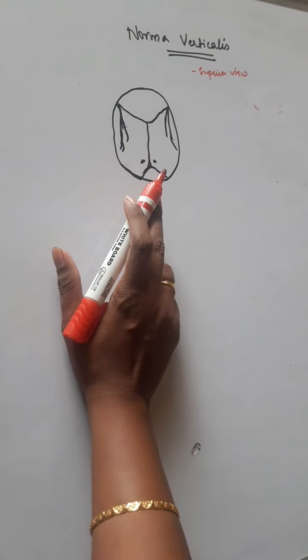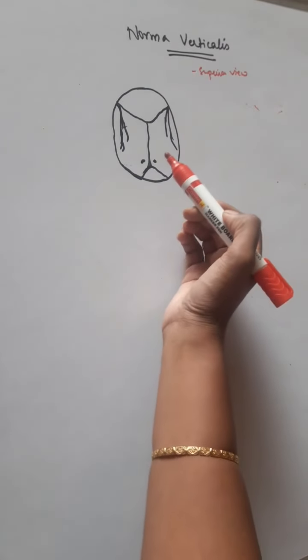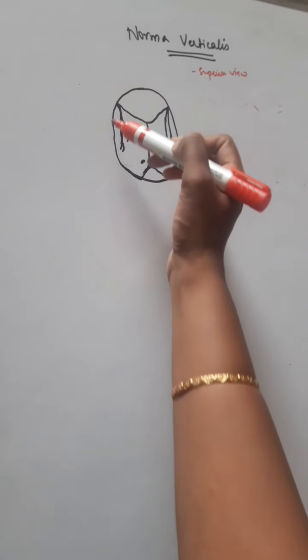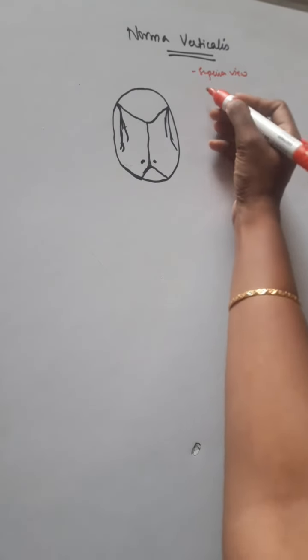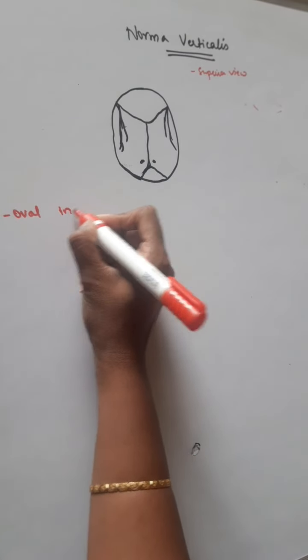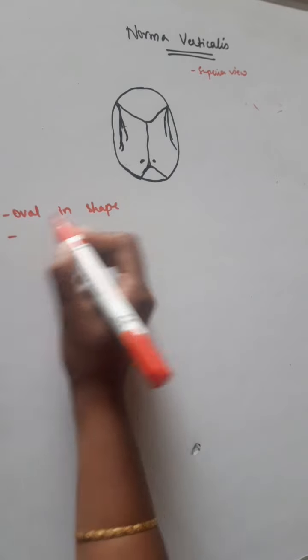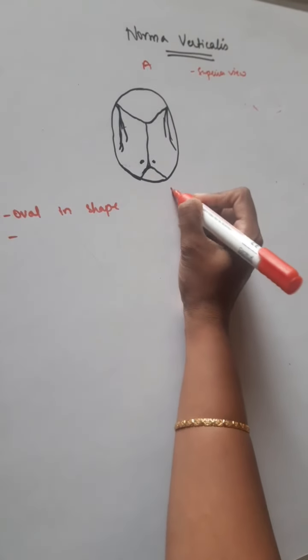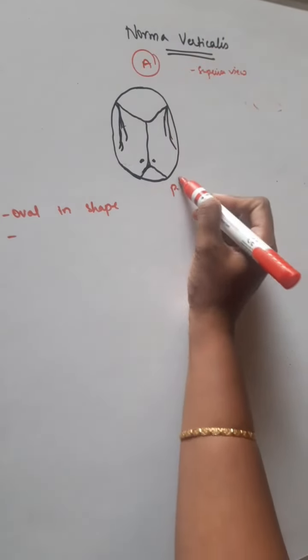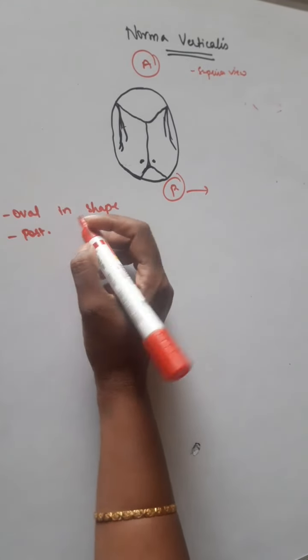Norma verticalis, this is a superior view, and when we see superiorly in norma verticalis, the skull looks oval in shape. This is the anterior part and this is the posterior part. The posterior part is wider than the anterior part.